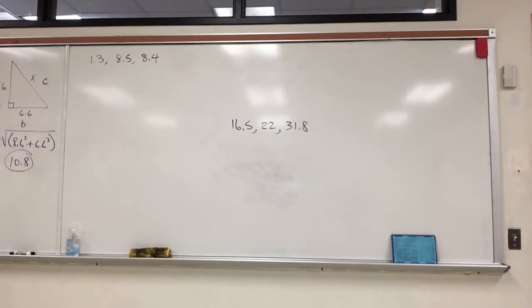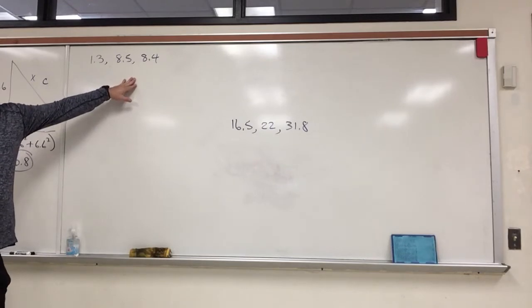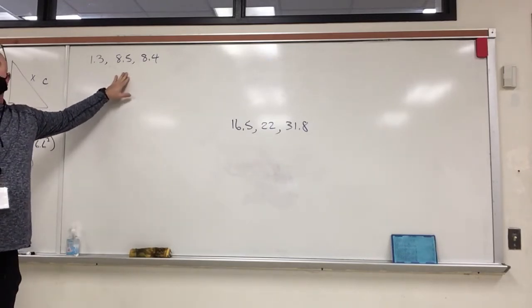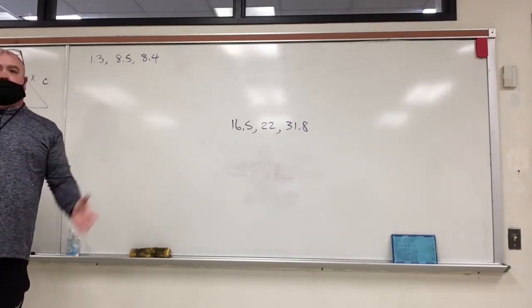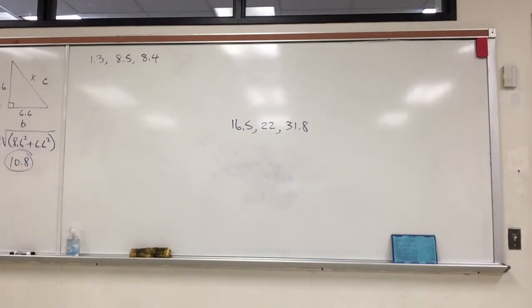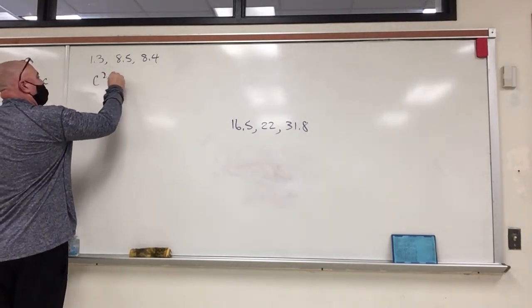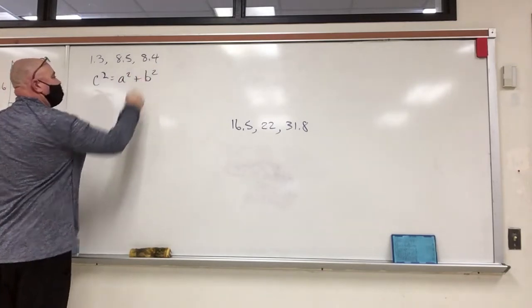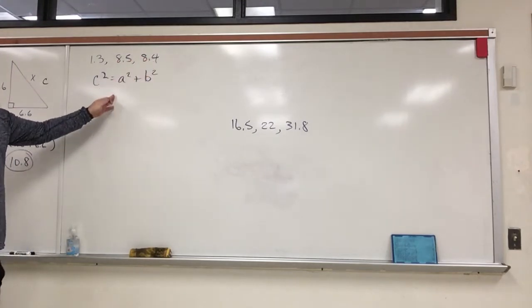Your next set of questions, you're going to be given three numbers. And it's going to ask you this question. Are these three numbers representative of a right triangle? Yes or no? Well, what do you know? I know that the Pythagorean Theorem says C squared equals A squared plus B squared. So I'm going to write that down. So this is what I'm going to do.